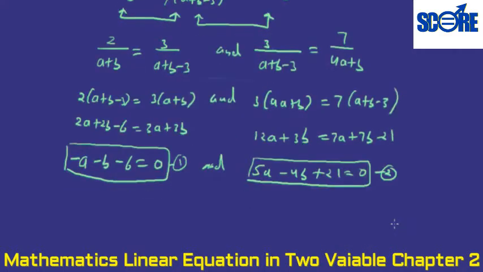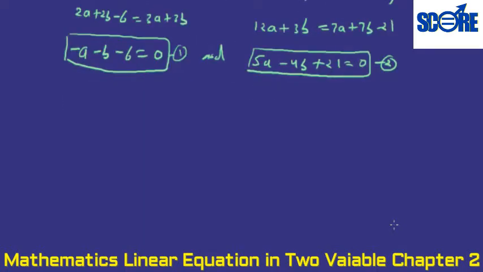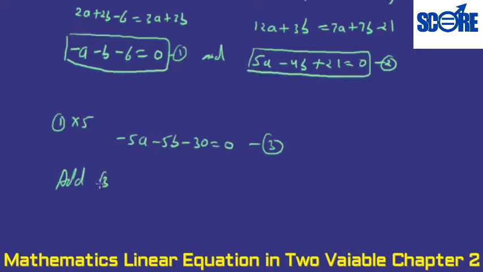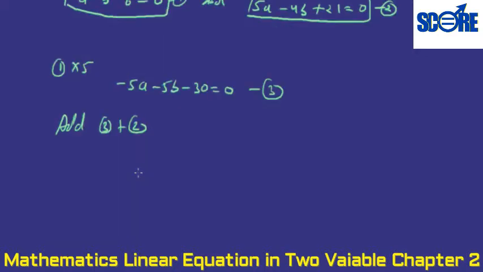Now we have to solve these two equations. Let's say we make the coefficient of a same. So here the a is 5. So here a is minus 1. So we have to multiply first equation by let's say 5. So I get minus 5a minus 5b minus 30 equals to 0. Let's say this is equation number 3. Now add equation number 3 and 2.